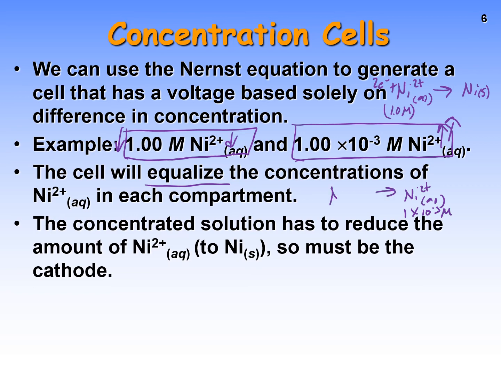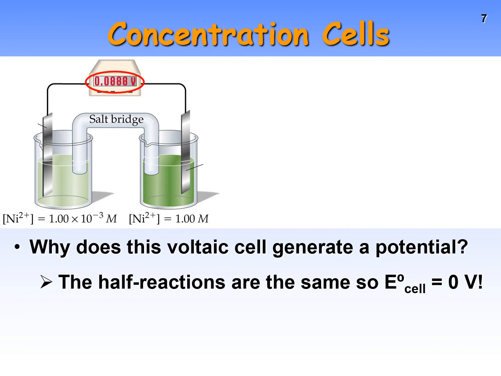So I need to be forming that. That means I'm going to be oxidizing my nickel to get this guy to go up. So let's look at an example of that, right? We have a voltage here, even in this scenario, and it's the same setup as the previous slide. We have one solution with Ni2+ in here, concentration of 1 times 10 to the negative 3.